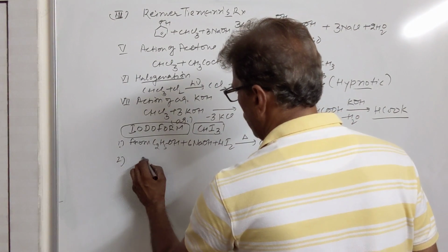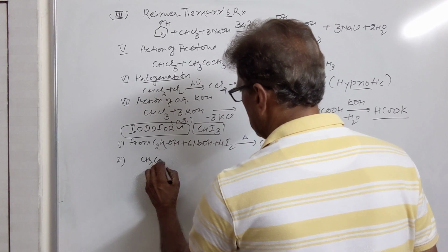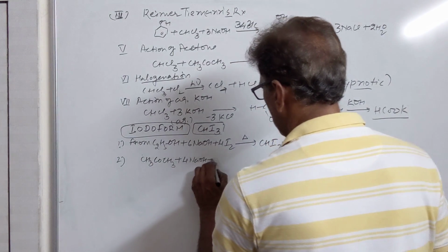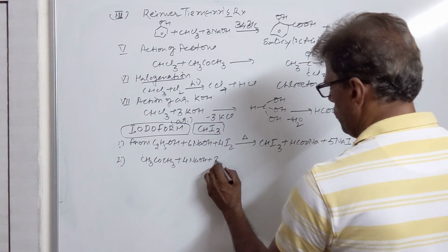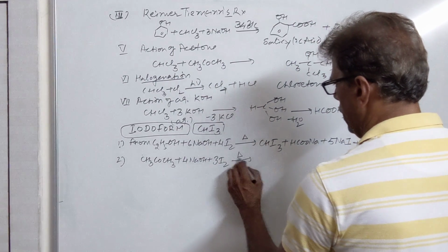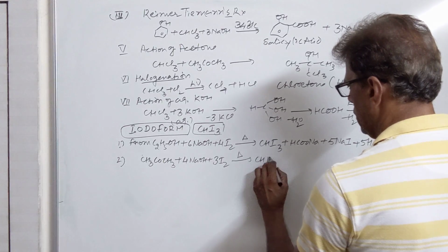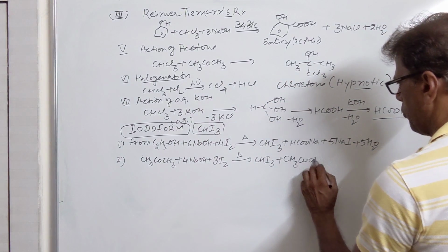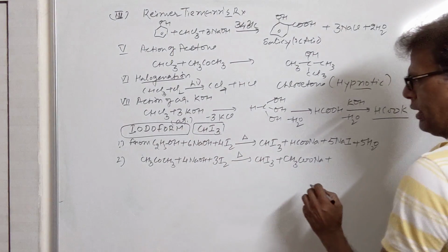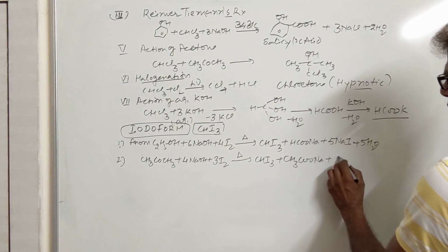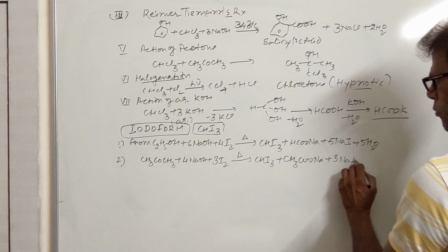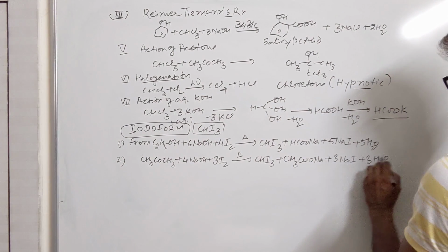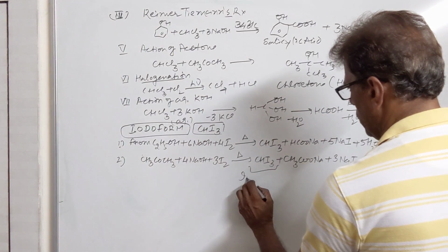The second preparation is from acetone, CH3COCH3. We take 4 molecules of NaOH. We take 3 molecules of iodine here. They are heated. We get CHI3 iodoform plus CH3COONa sodium acetate. Along with that, we'll be getting NaI, 3 NaI will be formed. Oxygen we are having 5, 2 here, 3 water will be there. So this is our iodoform.